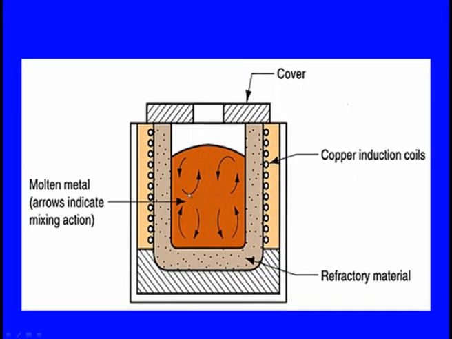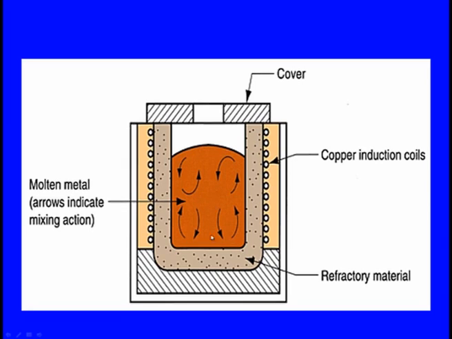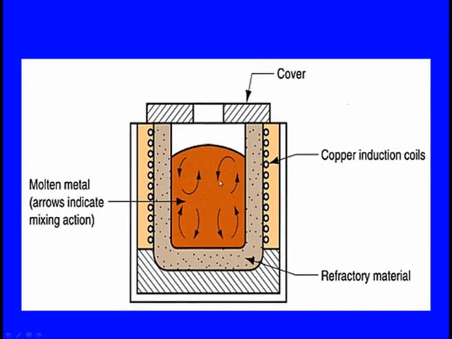Now, this is the typical construction of an induction furnace. Here we can see these are the copper induction coils, and this is a refractory material, and around the refractory material there is a copper induction coil. Inside, this is a structure that can be closed, there is a cover, and inside we have kept the molten metal. When we pass high frequency current through these copper induction coils, because of electromagnetic induction, secondary current will be passing through the charge. The charge is the red colored one. This will be passing from one piece to another, and that is how heat will be generated, because of the resistance that the current encounters while passing from one piece to another.